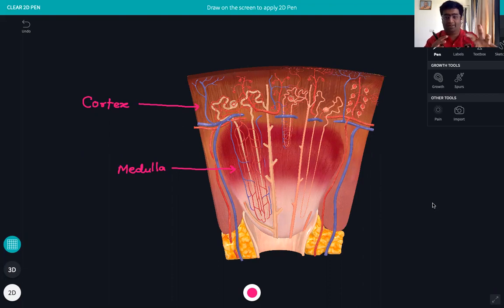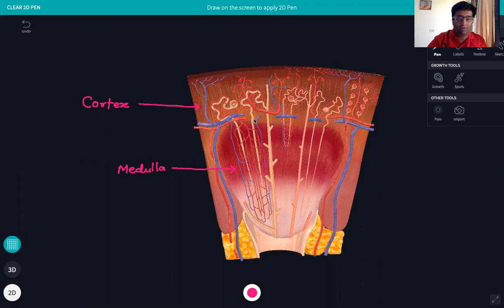Now, here you can see I have just grossly marked the cortex and the medulla for you to understand the position of the various parts of the nephron. The different parts of the nephron here are the renal corpuscle, also called the Malpighian body. And then you have the tubule, the proximal convoluted tubule, where my cursor is currently moving. Then you have the descending limb of the loop of Henle. Then it takes a hairpin bend and forms the ascending limb.